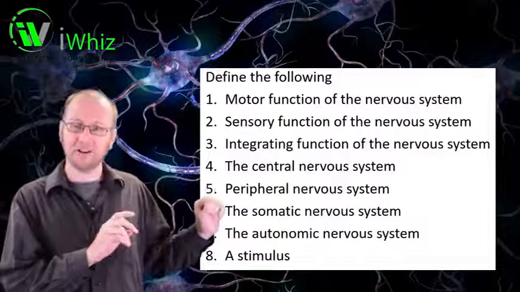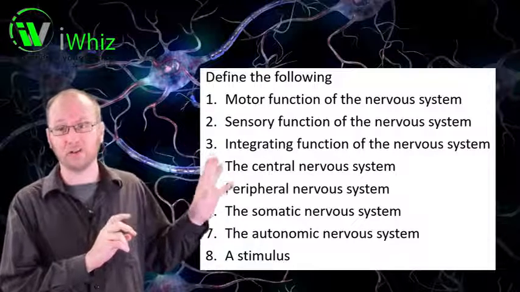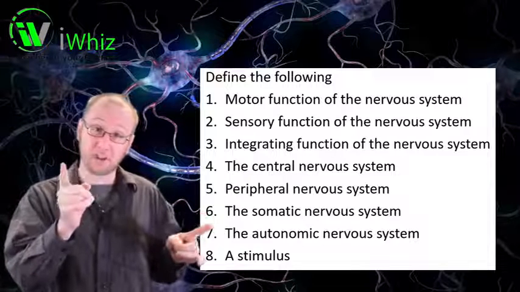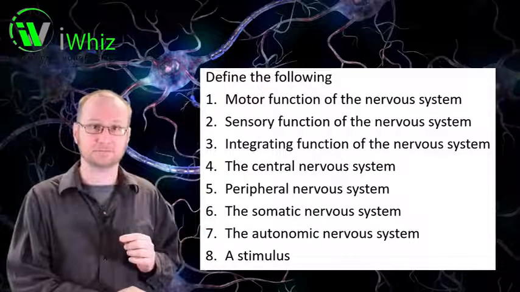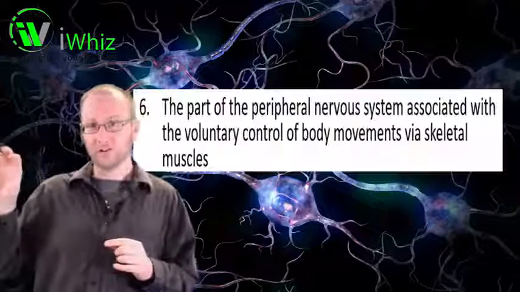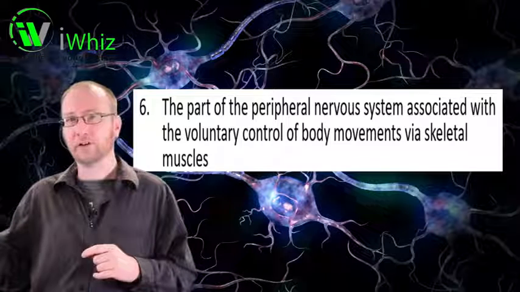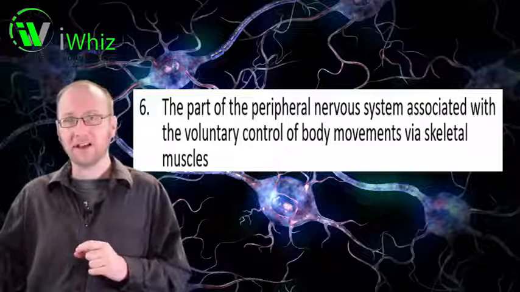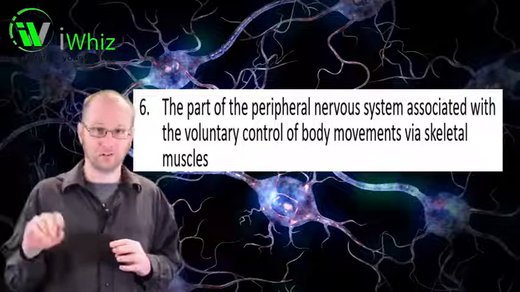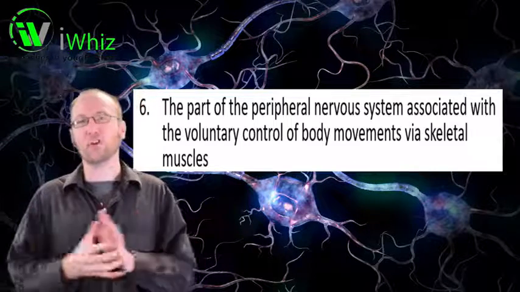Let's have a look at number 6. Okay, define the following: the somatic nervous system. Okay, I did just mention it, but let's see if you remember what the somatic nervous system is. Okay, that's it. Hopefully you guys said the somatic nervous system is the part of the peripheral nervous system that is responsible for controlling voluntary movements. For example, in the skeletal muscles.